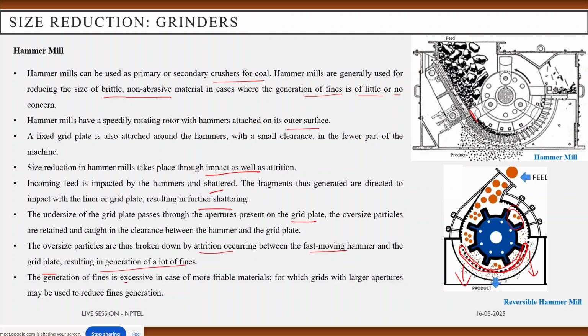So this generation of fines is excessive in case of more fibrous material if you are handling, for which grids with larger aperture may be used to reduce the fine generation. So for this the grid size should be larger so that more of the particles can directly pass through. So we can avoid a lot of fines generation.